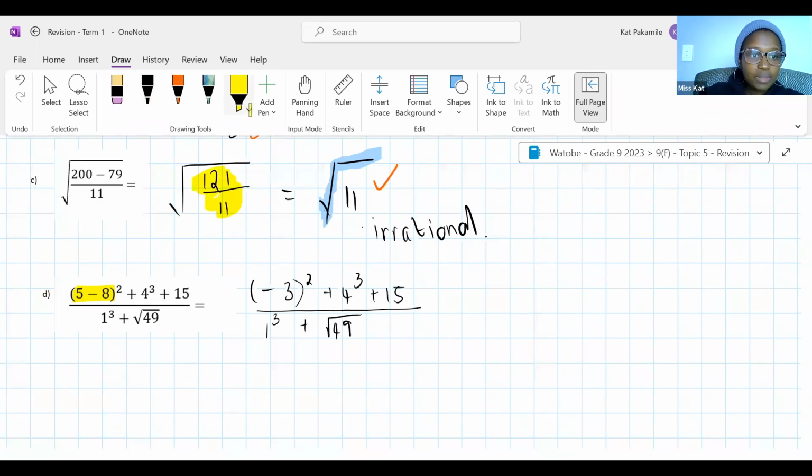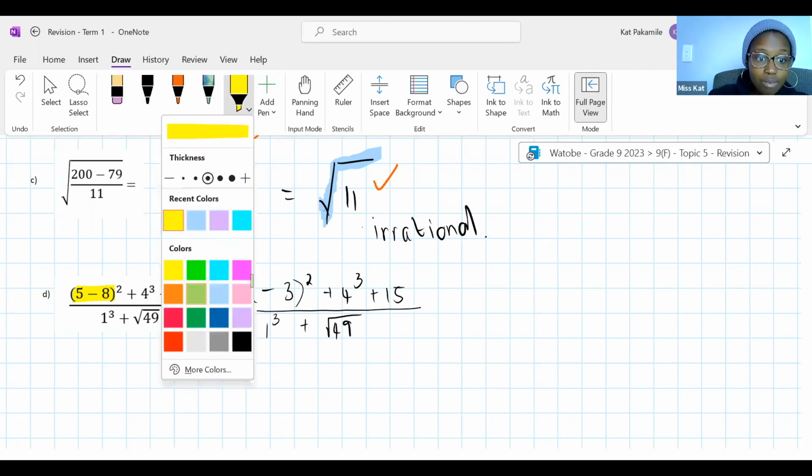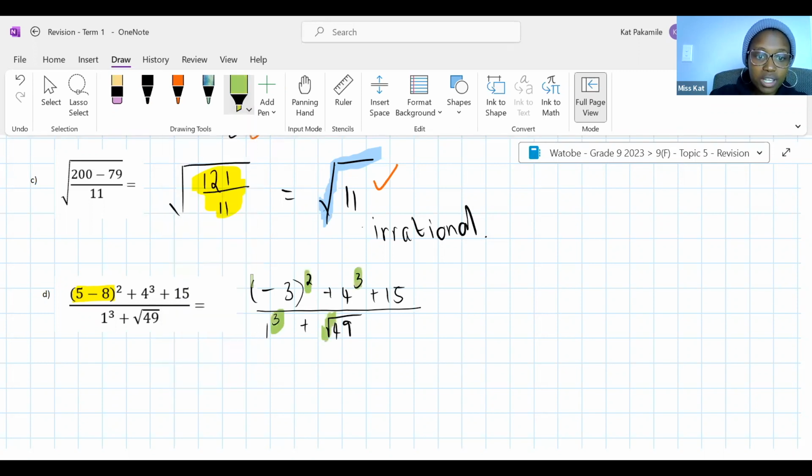Oh, now I got it. So technically, we are done with brackets. What's after brackets? Exponents. We have quite a few exponents here, don't we? Yes, ma'am. We have one there, one there, one there, and a third over here. So let's resolve each of them one by one.